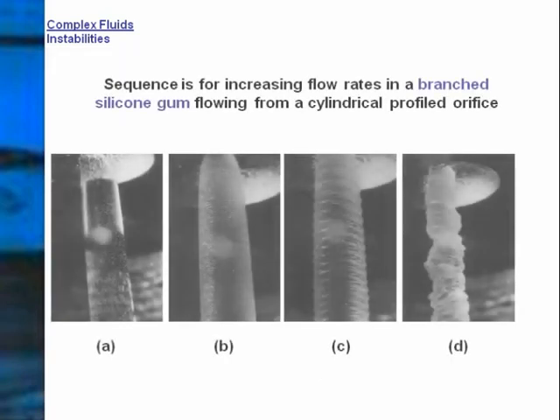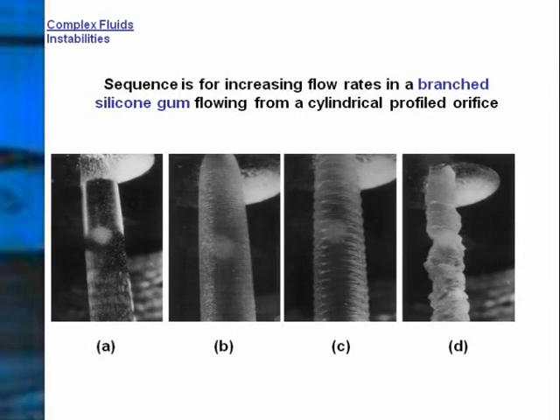The next sequence is for increasing flow rates in a branched silicone gum flowing from a cylindrical profiled orifice. So-called shark skin is present in B and melt fracture in D. C is essentially a superposition of the two phenomena.